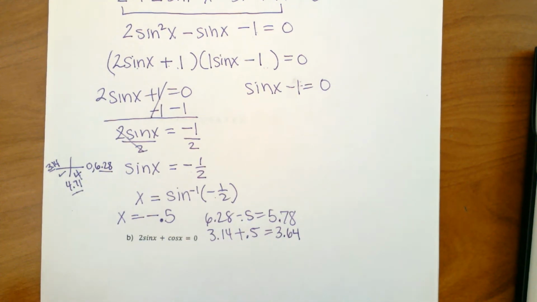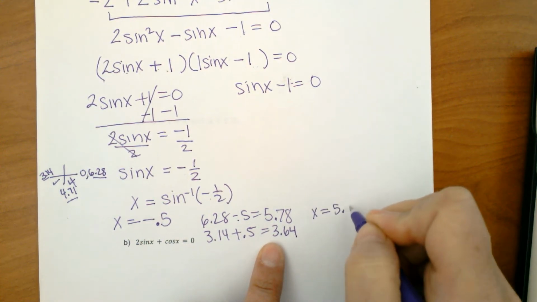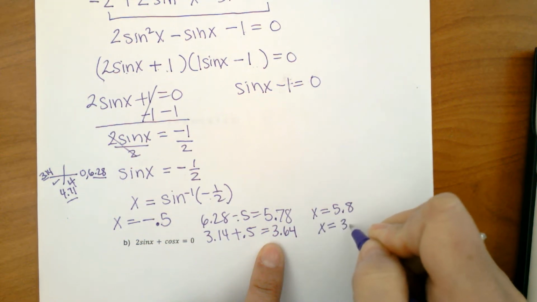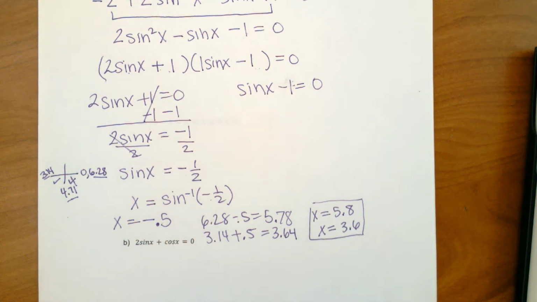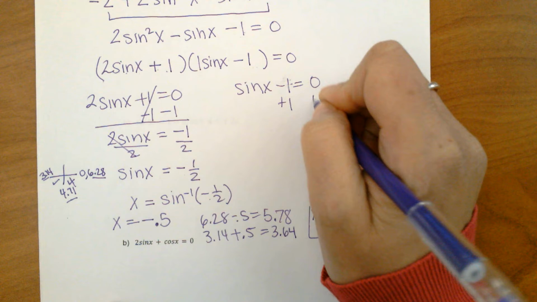But we have to round, correct? We have to round these decimals. So x is going to equal 5.8 and x is going to equal 3.6. So those are two of my answers. Now we have another half of the problem to do. So we have to add one here, add one here.